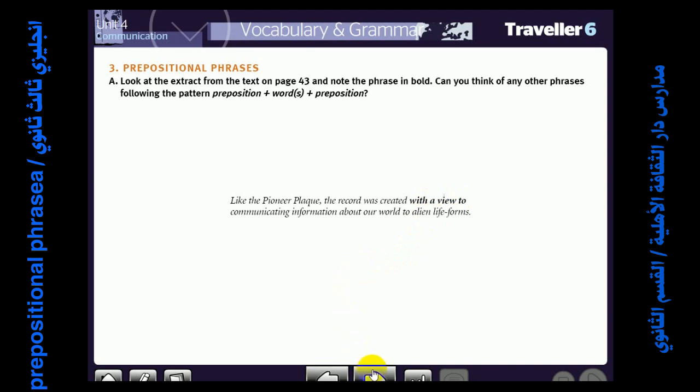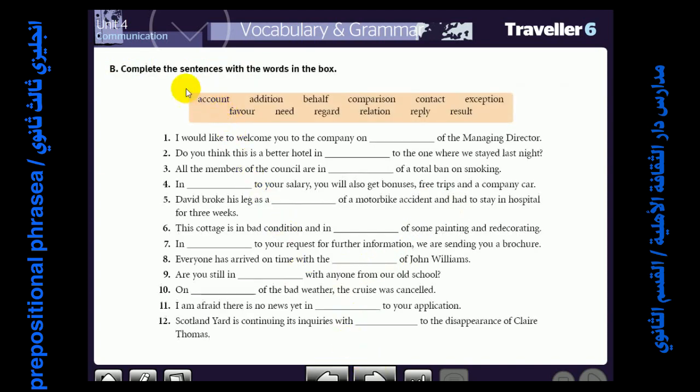Okay, in the following exercise here you are going to see: complete the sentences with the words in the box. Use prepositions. Here there are phrases, or prepositional phrases. For example, here: I would like to welcome you to the company. رحب بالجميع to the company في الشركة. On, off. On حرف جر, off حرف جر. So here put what? On behalf of. Here, on behalf of the managing director مدير الإدارة بالنيابة عن, on behalf of.